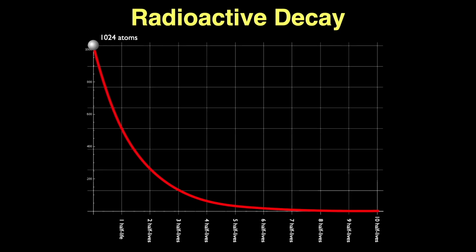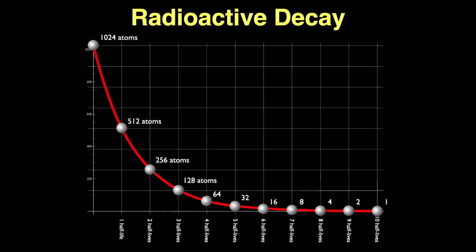If we wait 1 half-life, half of our isotope will decay, and we'll have 512 atoms left. If we wait 1 more half-life, half of that half decays, leaving us with 1/4 of the original 1,024, or 256 atoms. Another half-life, half again as many, or 128 atoms, and so on. We just keep dividing by 2 every half-life.